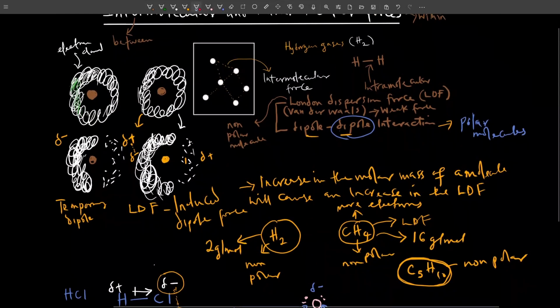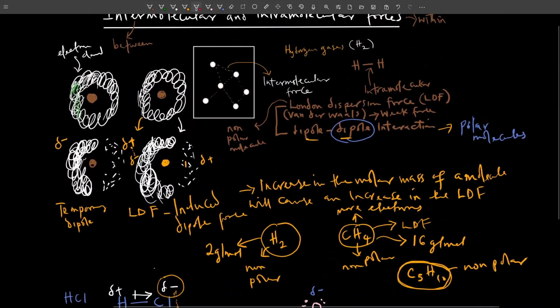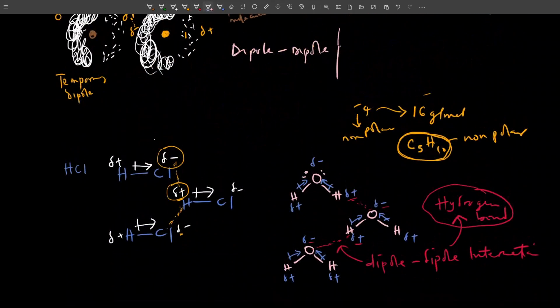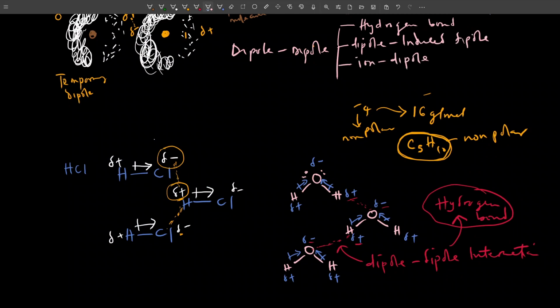So there are like 4. Let me clear up the screen so that we have space. There are like 4 types. 1, we have hydrogen bond. 2, we have dipole induced dipole. We have ion dipole, and we have ion induced dipole. So you don't need to worry about the rest of them. One that you should just have in mind for now. Maybe we'll make more videos on talking about the others.